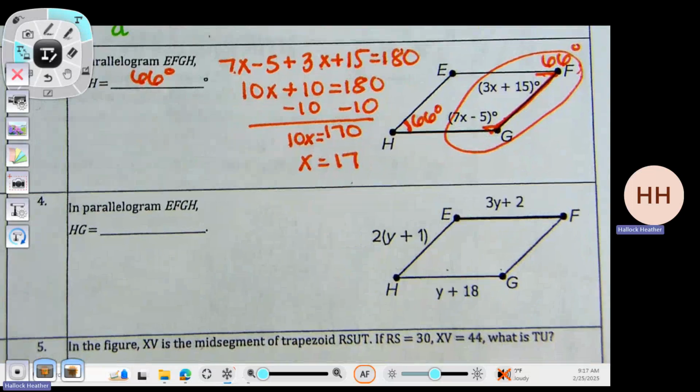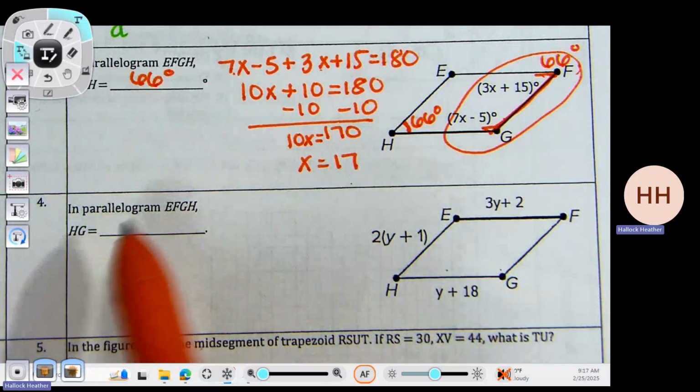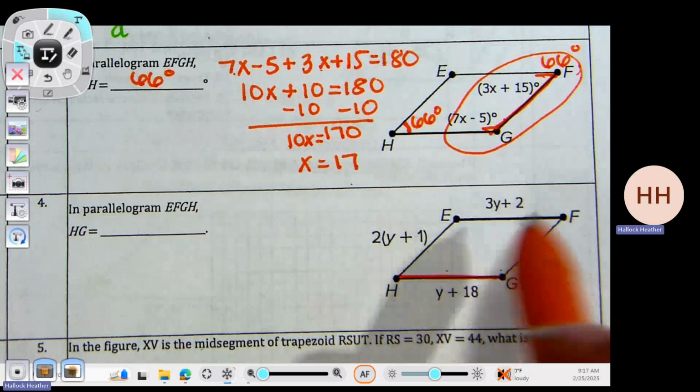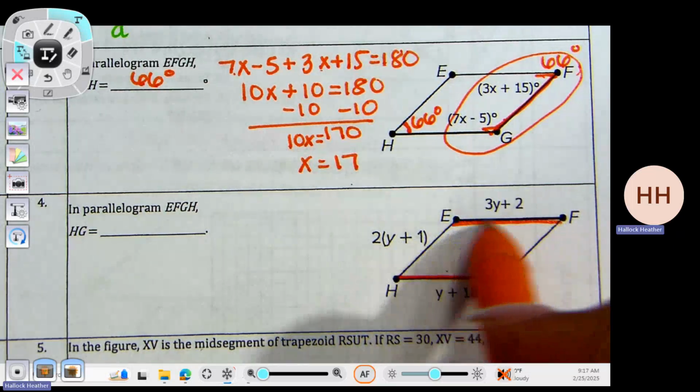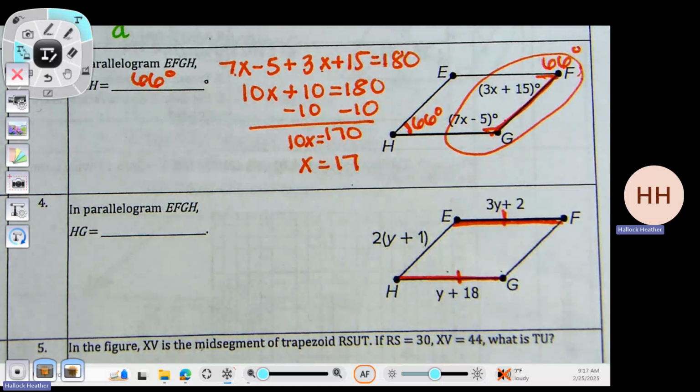Okay, for number 4, still a parallelogram. Parallelograms have opposite congruent sides. I need to find HG, which is here. This base is congruent to the top base, so these are both the same number. So what I'm going to do is set those sides equal to each other.